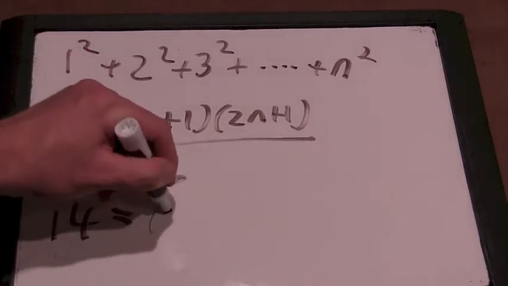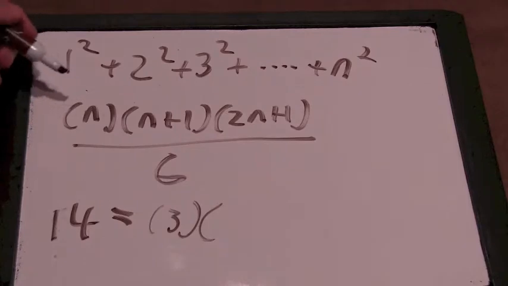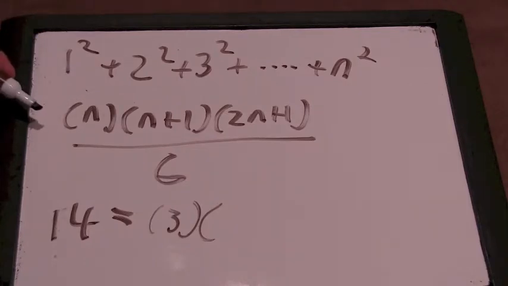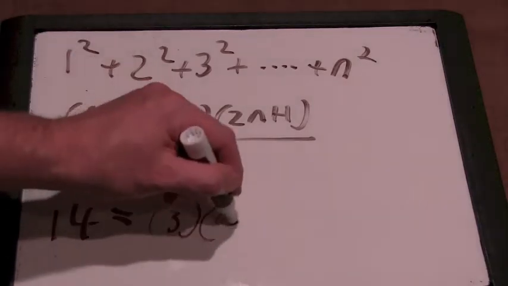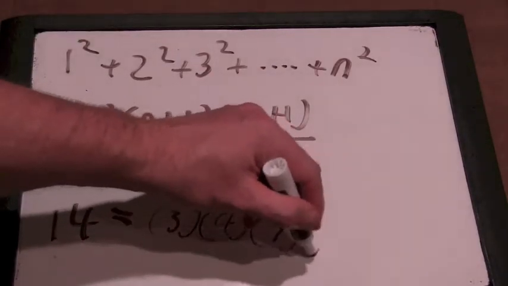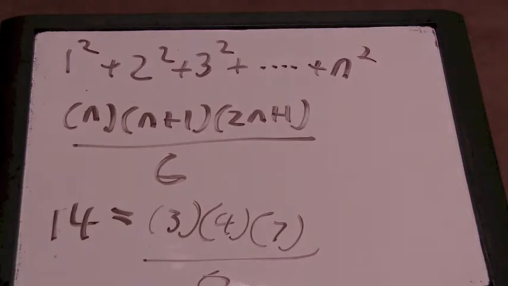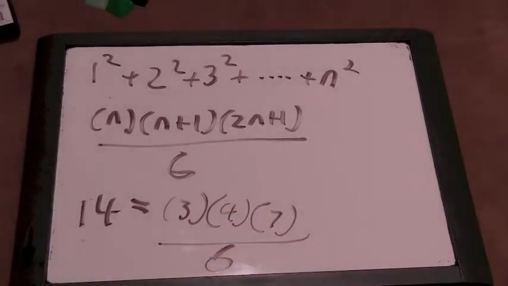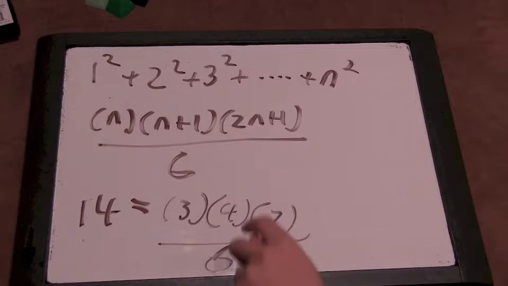3. So 3 times (3 plus 1), which is 4, and then 2 times 3 plus 1, which is 7, all over 6. Does 14 equal that? Well, you can cancel the 6: the 6 cancels with the 3 and the 4 to leave 2 times 7, which is 14.